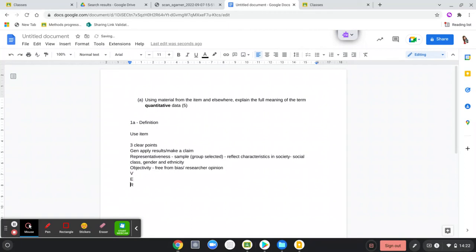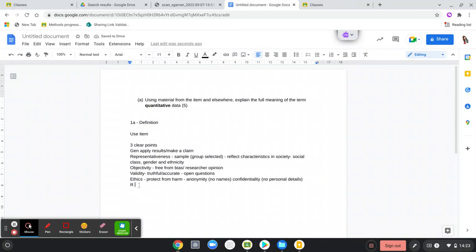Free from bias. And the V is validity. Is the research truthful or accurate? Normally with open questions. Ethics. Does it protect respondents from harm? Protect from harm. Anonymity. No names. And confidentiality. No personal details.